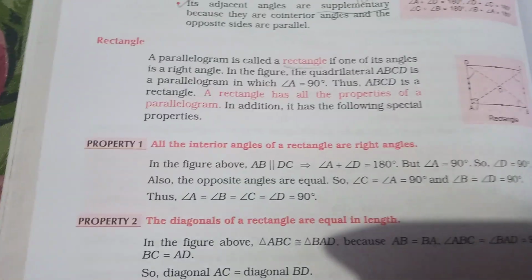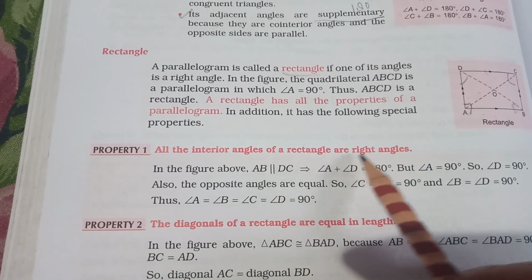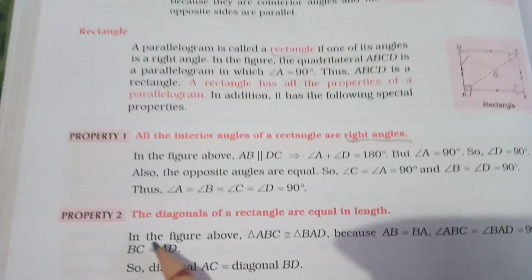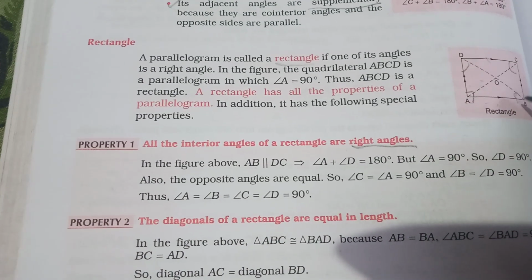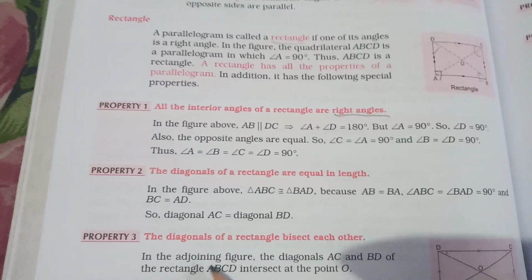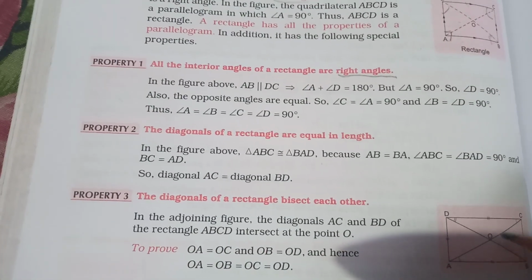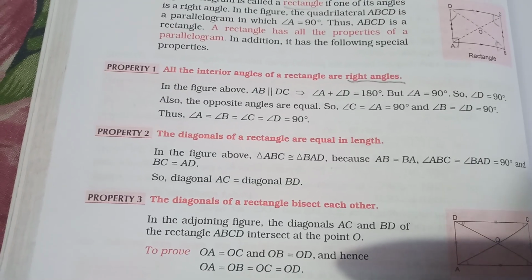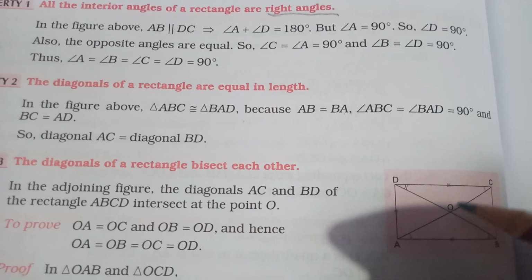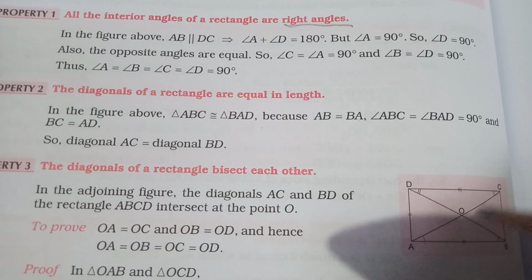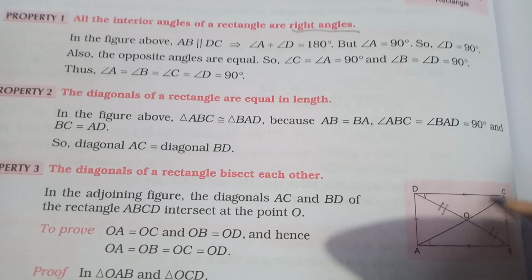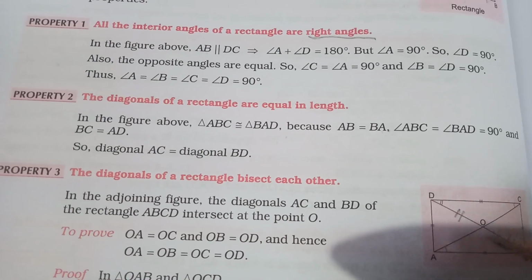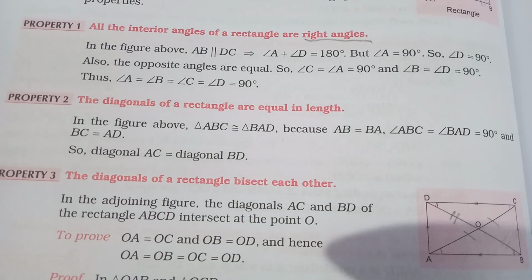Okay, then next, all the interior angles of a rectangle are right angles. Just now I told you the diagonals of a rectangle are equal in length. If I draw these diagonals AC and BD, they both are equal in length. Then the diagonals of a rectangle bisect each other. This diagonal AC and this diagonal BD both bisect each other. Like if AC is drawn on BD, then OD is equal to OB. AC is bisecting it, and similarly BD is bisecting AC.